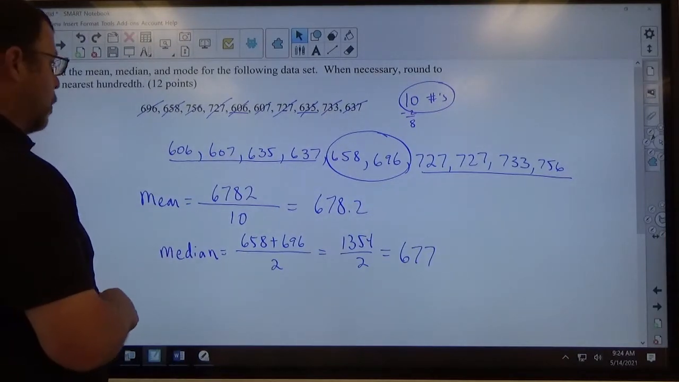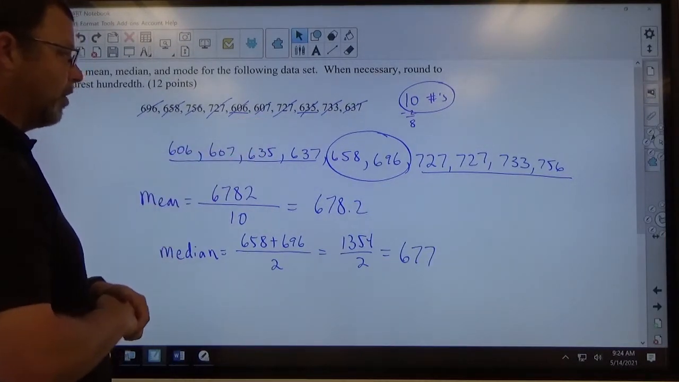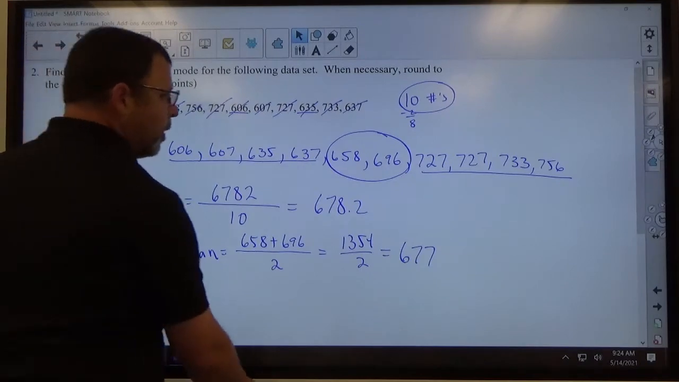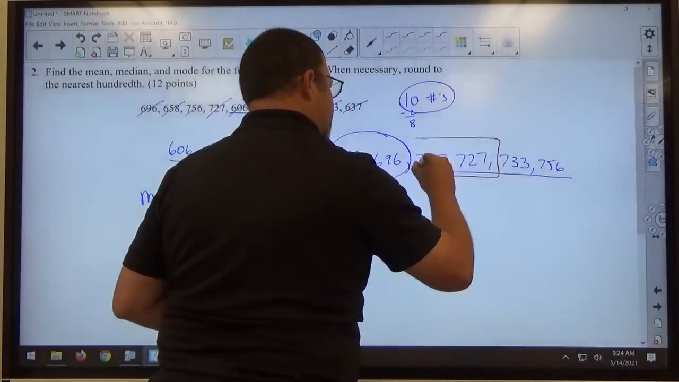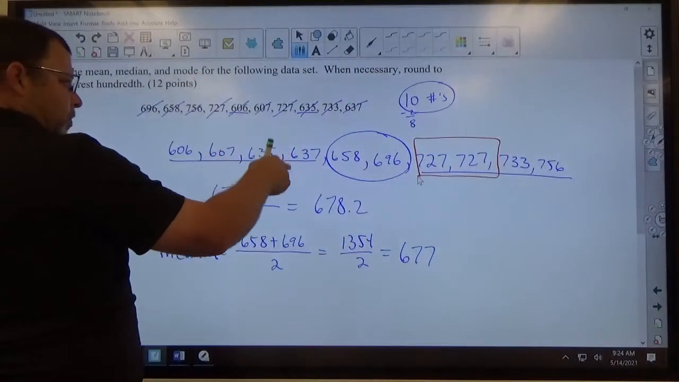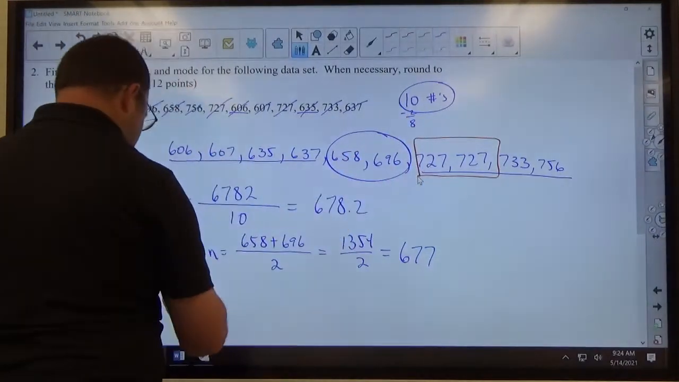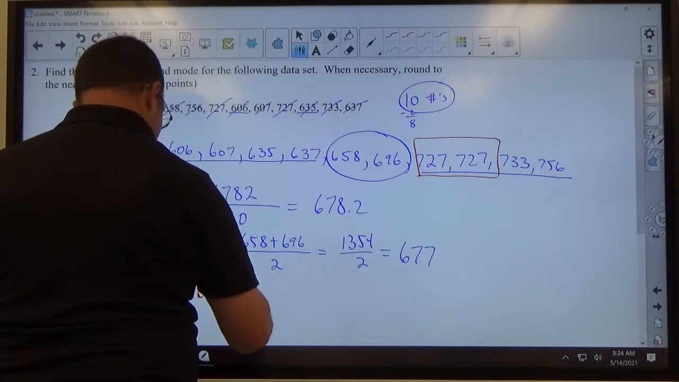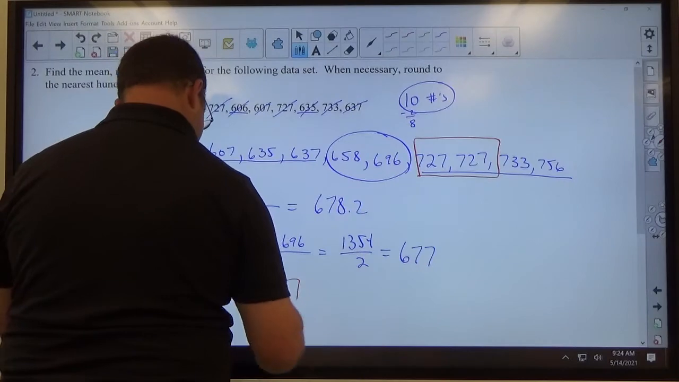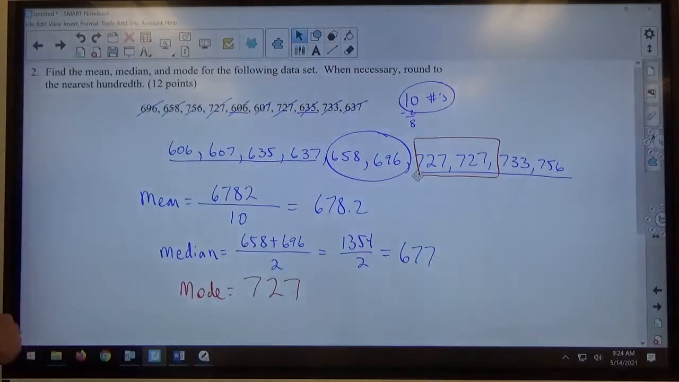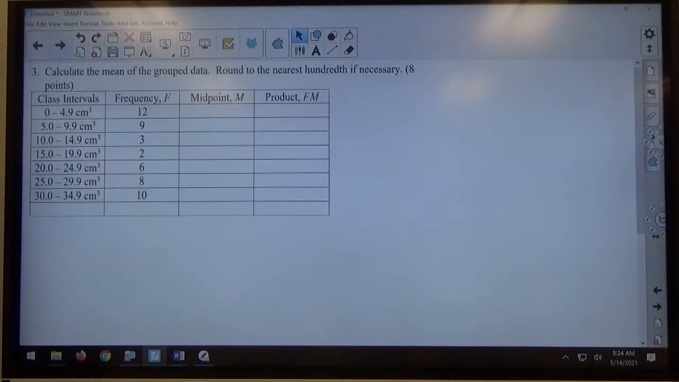And finally for mode, I saw 2 727s as I was writing it down, one of everything else. So there's 2 of these, one of these, one of these, one of these, one of these, and so on, right? So 2 727s, the mode equals 727. Moving right along, number 3.